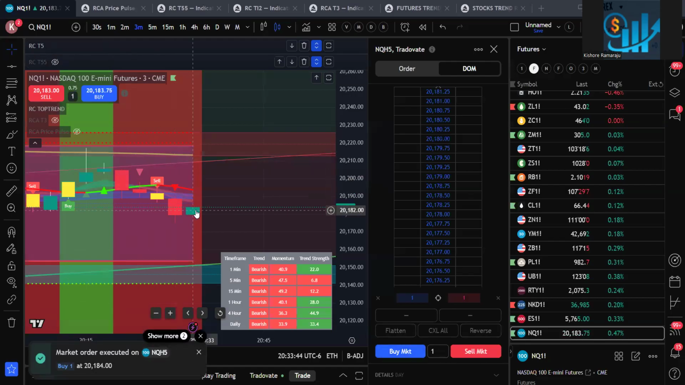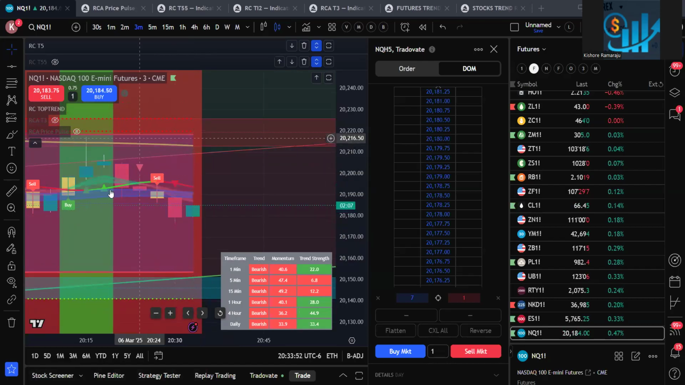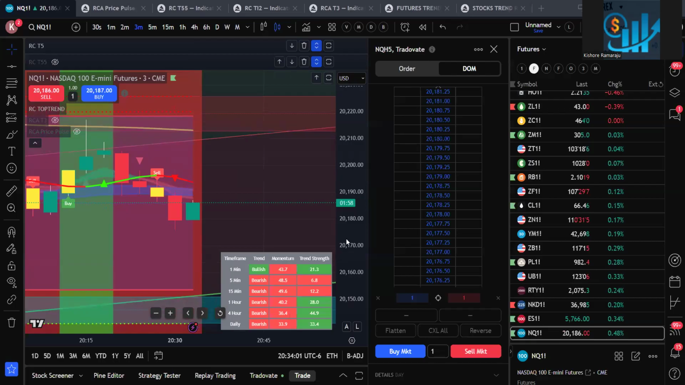If it goes all the way close to the T5, you can enter short one more time, because overall trend is bearish. It came all the way down away from the T5 line. So if it goes and touches that, we can enter short again.